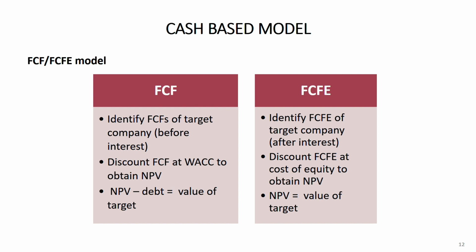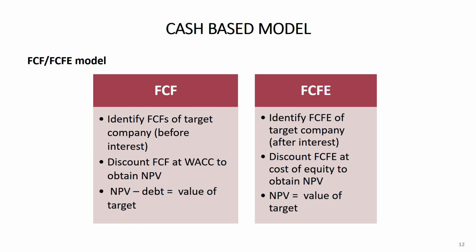Second bullet point, discount FCF at WACC to obtain NPV. FCFE, discount FCFE at cost of equity to obtain NPV. Main difference, and this is the main area where students go wrong. They take the wrong percentage to discount. Taking WACC for this, taking cost of equity for the other one. It's not like that. If it's FCF, WACC. If it's FCFE, E is there at the end. E stands for equity. So cost of equity.